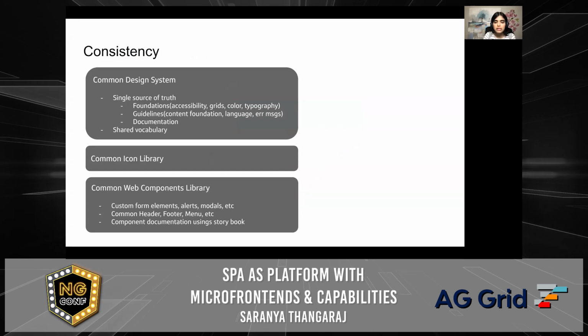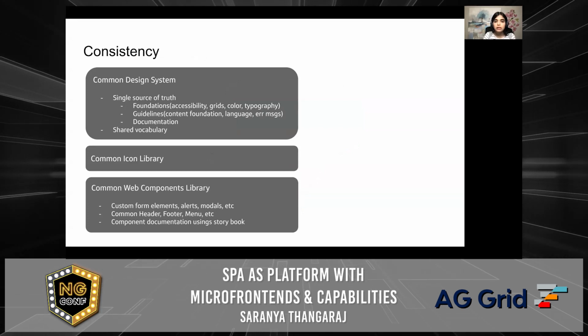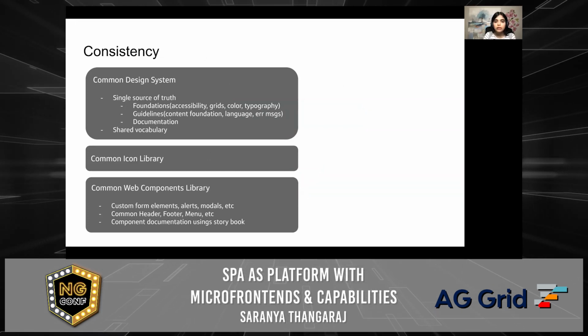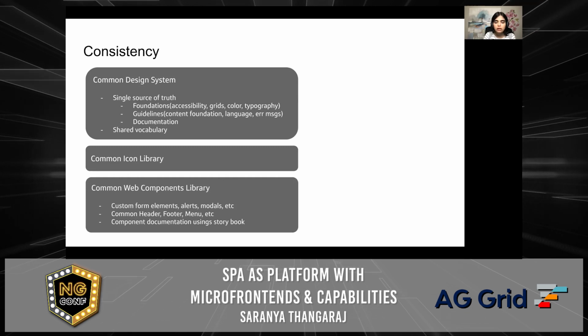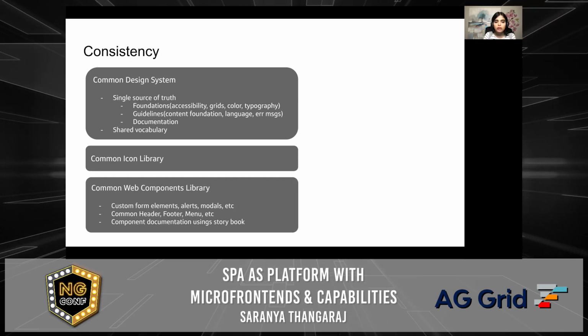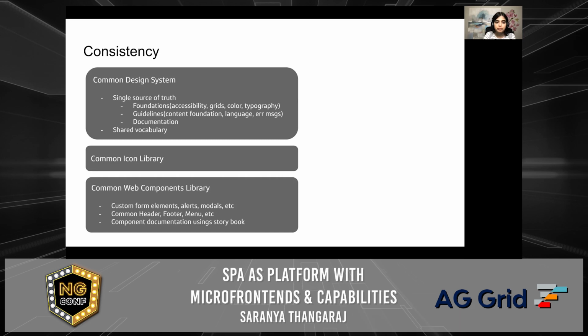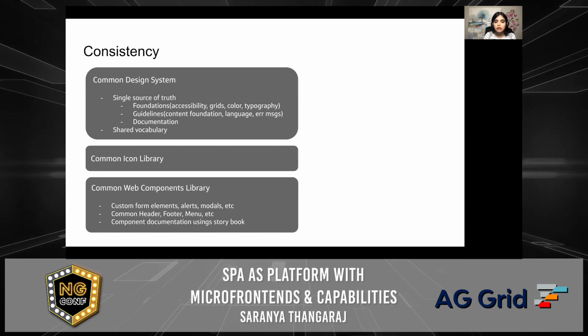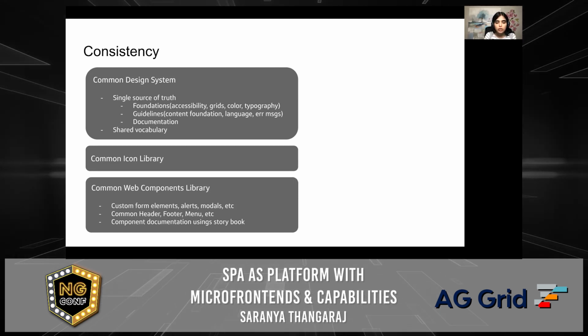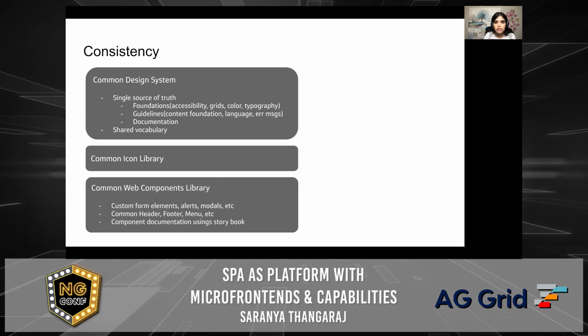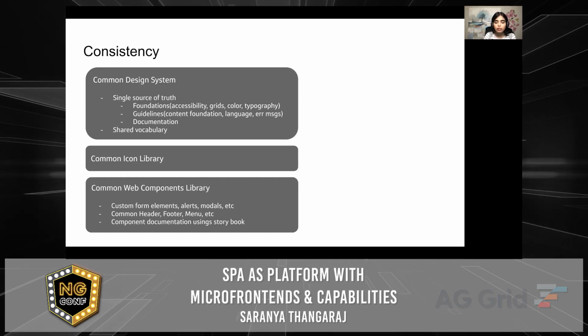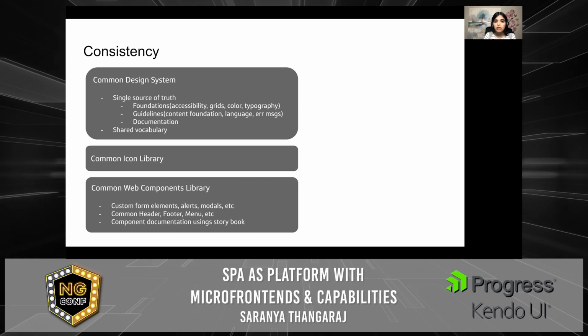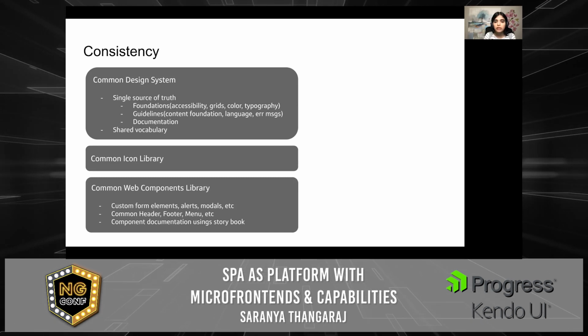A common design system is much more than a style sheet. It is a single source of truth that can be used by designers and developers to develop their front-end application. It should provide details on foundational concepts like accessibility, grids, colors, typography, and it should also give guidelines on content, language, error messages, and it should have detailed documentation of how you should apply styles for different HTML elements in different situations.